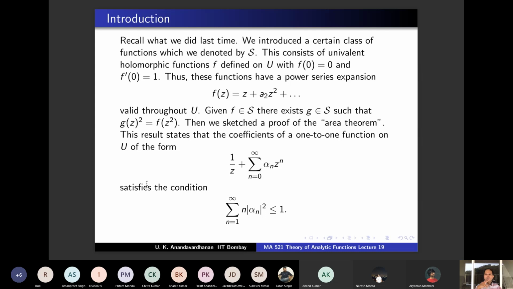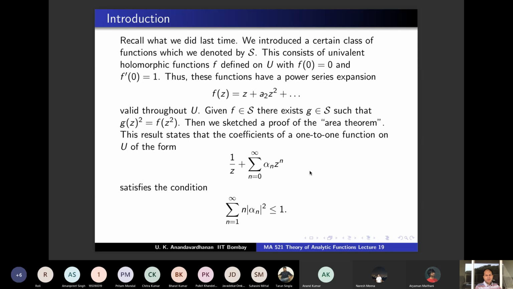So you consider these 3 things, and if you call this function capital F, then what we proved is that, because it has a 1 by Z term, the inside of the circle of radius R will be the unbounded part. So what we proved is that the annulus part, mod Z bigger than R and less than 1, is contained in a certain ellipse. And that ellipse we considered by taking the real part and imaginary part of this function. You wrote this as U plus IV, and then you got a certain ellipse, U square by A square plus V square by B square equal to something.